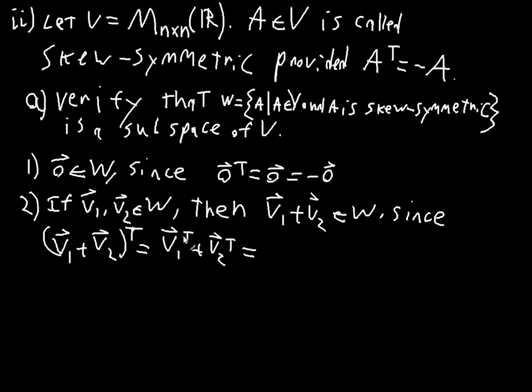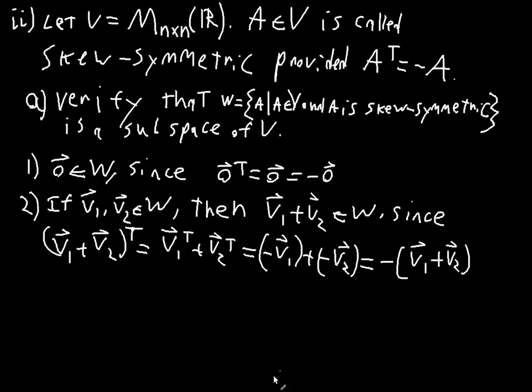And by the definition of W, having v1 be inside of W and v2 be inside W, we know that this is equal to minus v1. And this guy here is minus v2. So that's what transpose does to these guys. And we can then factor out this negative, and we get minus (v1 plus v2). Okay, so that gives us that if we apply the transpose to the sum, then it pulls out this minus here. So that, by definition of W, gives us what we want.